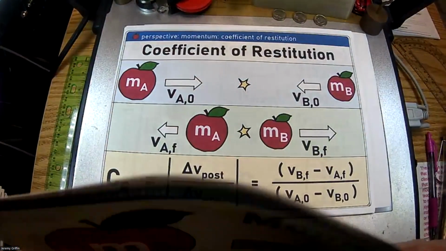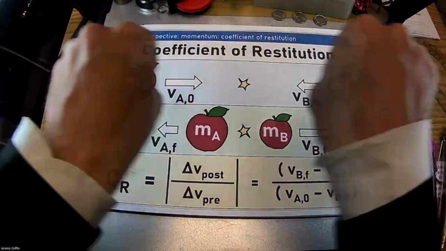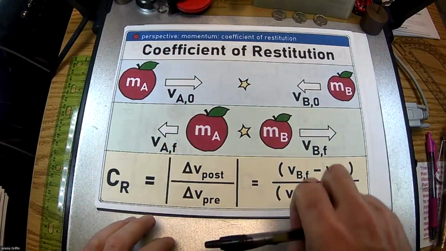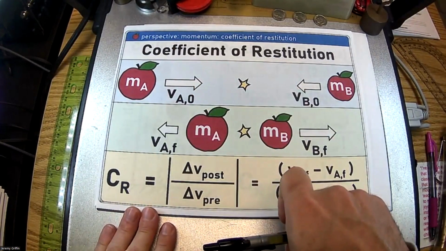Okay. But how could you quantify how bouncy something is? Like, what if you have two half-deflated tennis balls that kind of bounce off each other? Okay. Oh, here's a way you can quantify how bouncy something is. The physics term is called coefficient of restitution.